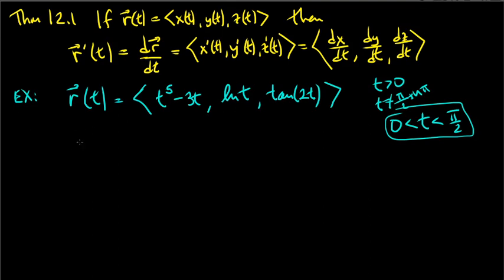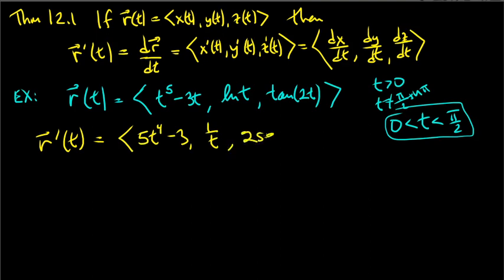So how do we take the derivative? Well, we just take the derivative of each component function. So you better know how to do this by now. The last component is 2 times secant squared of 2t.